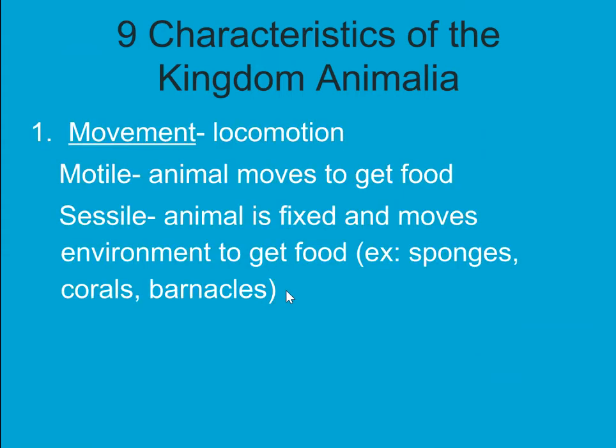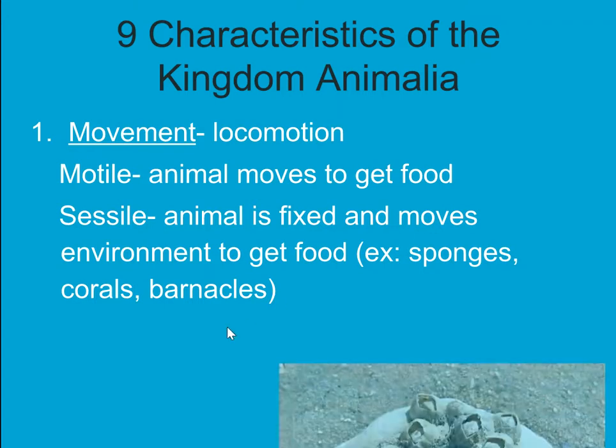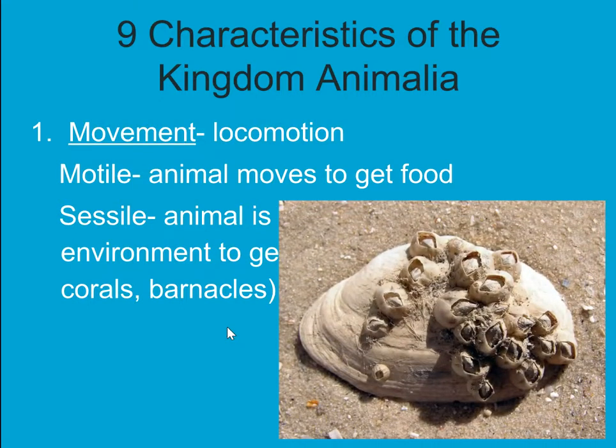First one is movement or locomotion. Some can be motile, like we normally think about. They move around to get food. But some can be sessile, which means an animal is fixed and moves the environment to get food. For example, sponges, corals, and barnacles do this. Here's a picture of barnacles.